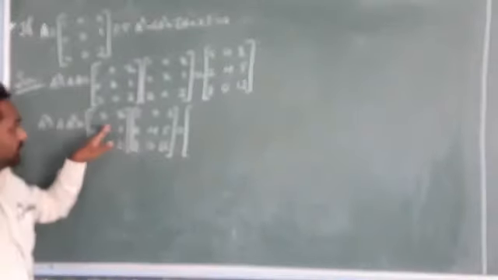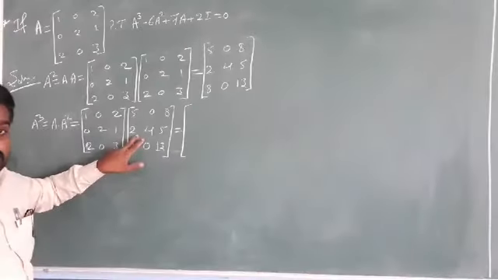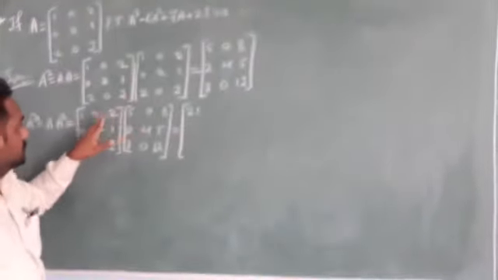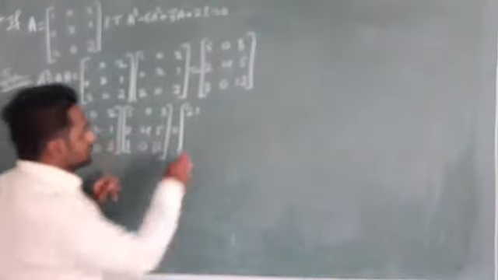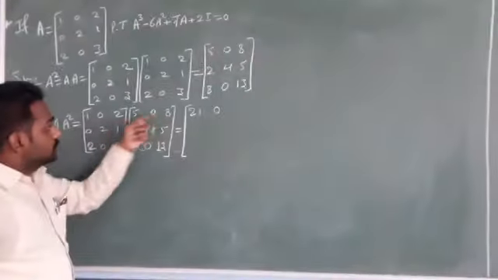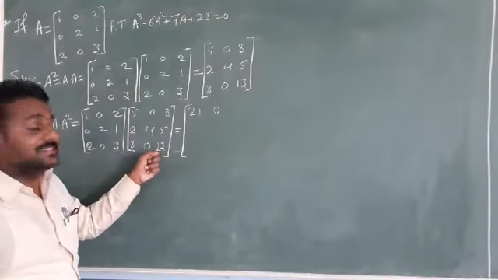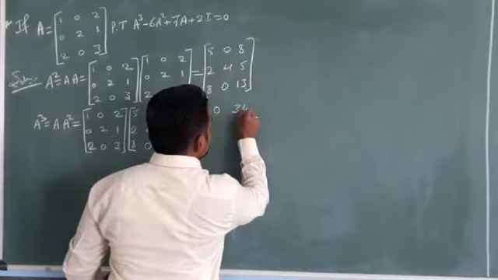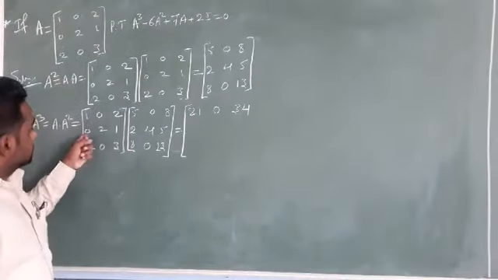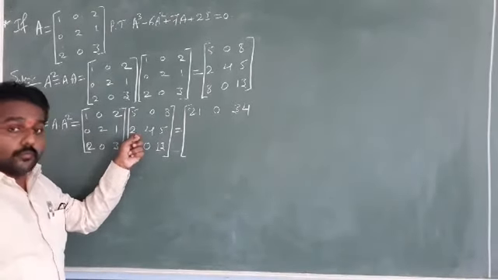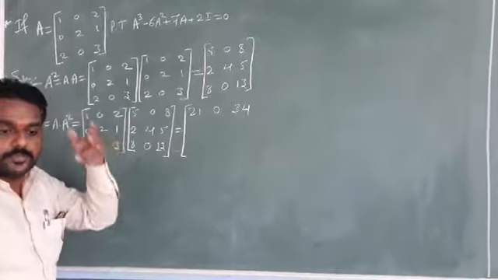First row with first column element 1 into 5, 5, 0 into 2, 0, 2 into 8, 16, 16 plus 5, that is 21. Next 1 into 0, 0, 0 into 4, 0, 2 into 0, 0, 1 into 8, 8, 0 into 5, 0, 2 into 13, 26, 26 plus 8, that is 34. Second row with each column of the next matrix: 0 into 5, 0, 2 into 2, 4, 1 into 8, 8, 8 plus 4, that is 12.